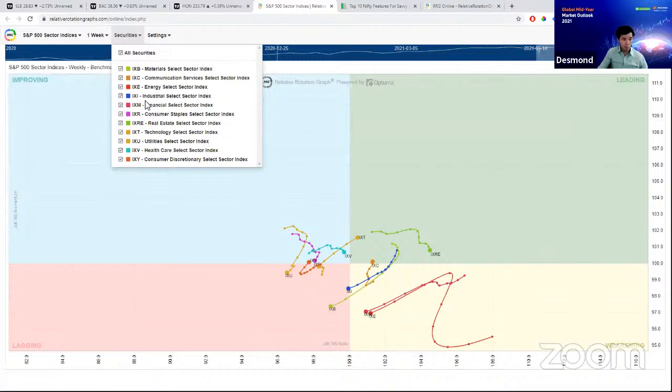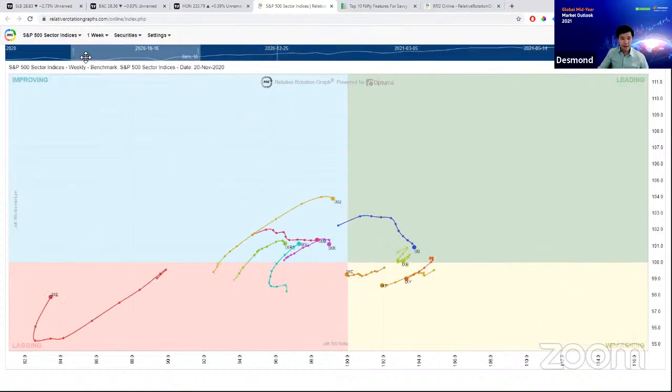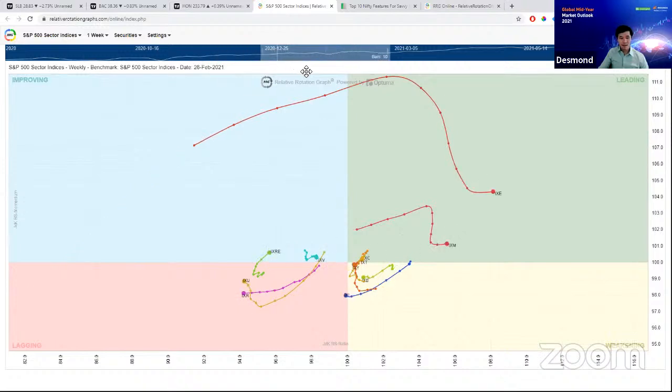You'll notice that these are all the different indices within the S&P sector indices. From here, you can more or less guess which ones are going to end up in which lagging, improving, leading, and weakening sector. So let's take a quick look. What I like to do is use this little bar here, which lets you play around and see how it goes back and forth.